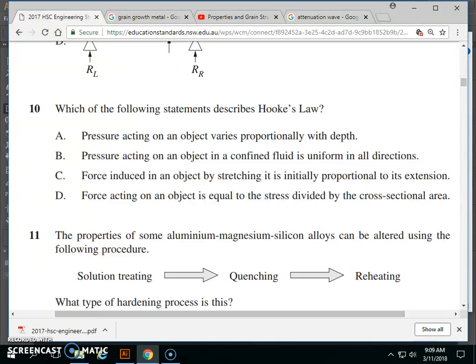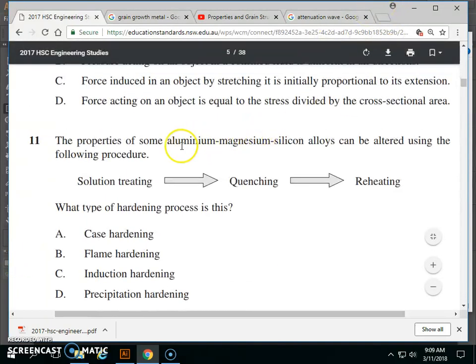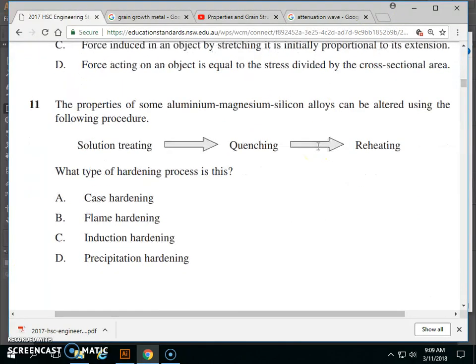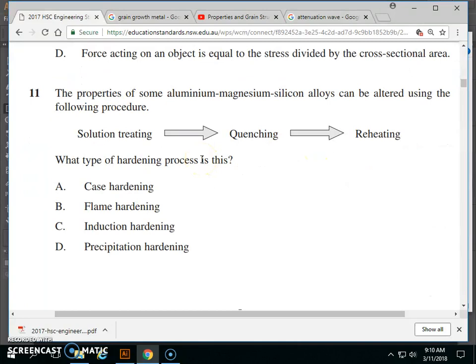Great. Okay, some aluminium, magnesium, silicon alloys can be altered using the following procedure. What is this called? Solution treating, quenching, reheating.